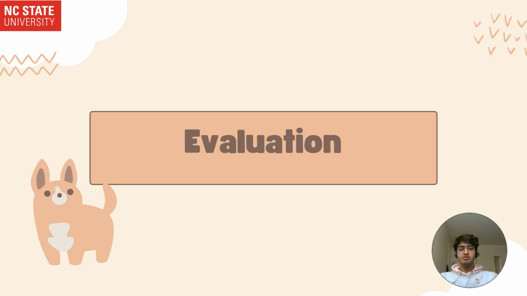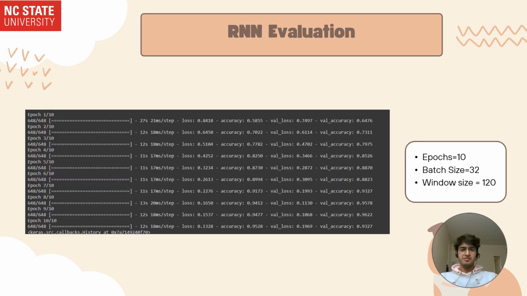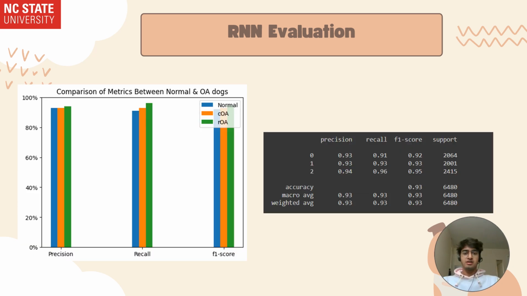Now let's take a look at the model evaluations. The baseline random forest model performs slightly better than random guessing, giving us an F1 score of around 57% and accuracy of around 58%. The LSTM model was trained for the following hyperparameters: 10 epochs, batch size of 32, and window size of 120. It performs significantly better than the baseline, giving us F1 score of around 95% and accuracy of around 93%.